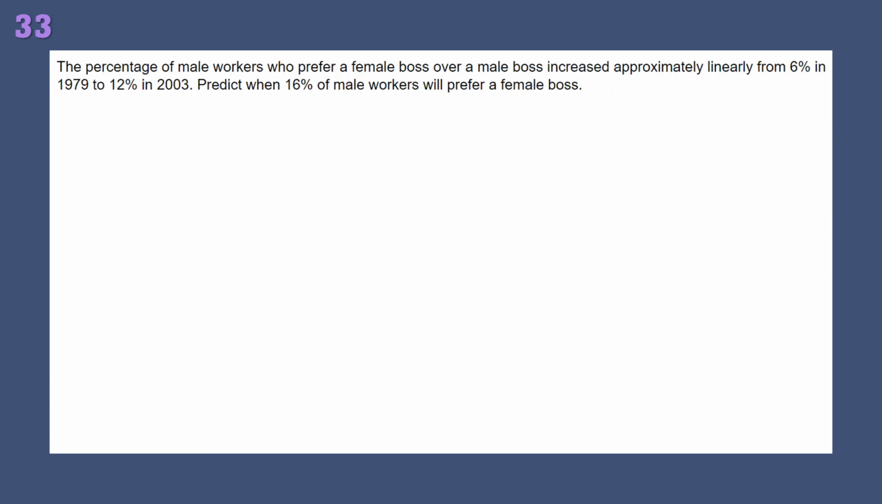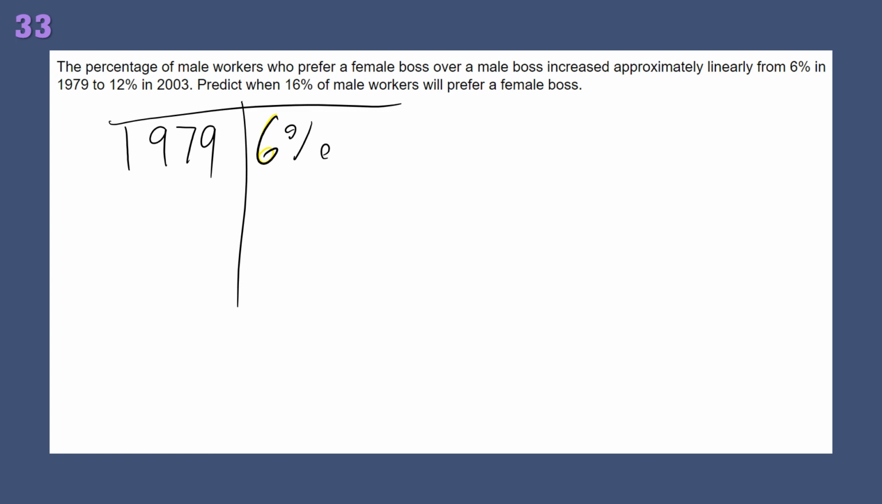The percentage of male workers who prefer a female boss over a male boss increased approximately linearly from 6% in 1979, and then in the year 2003, it was 12%. Okay, so I want you to notice what happened here. It took how long for it to double?